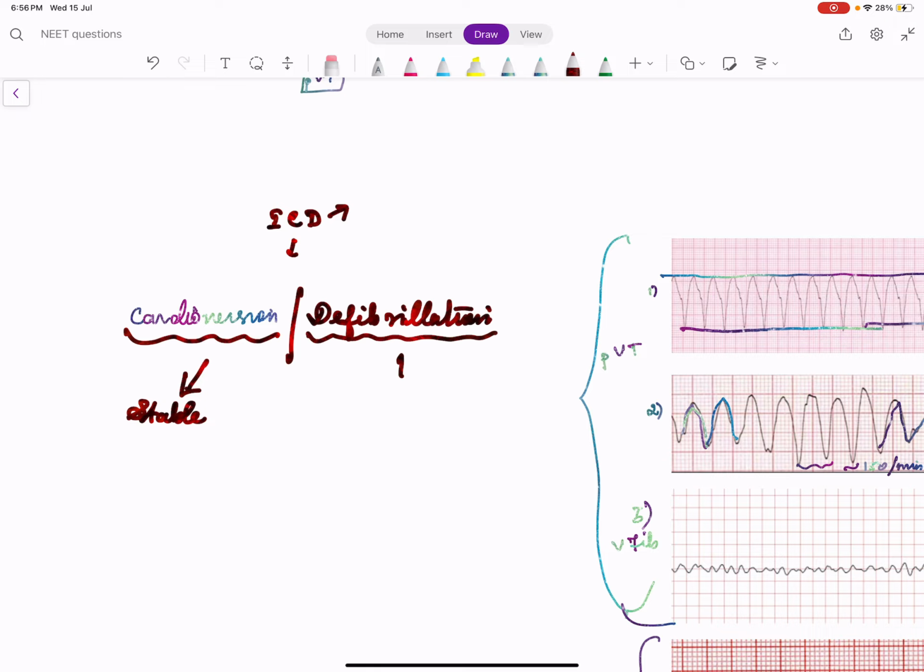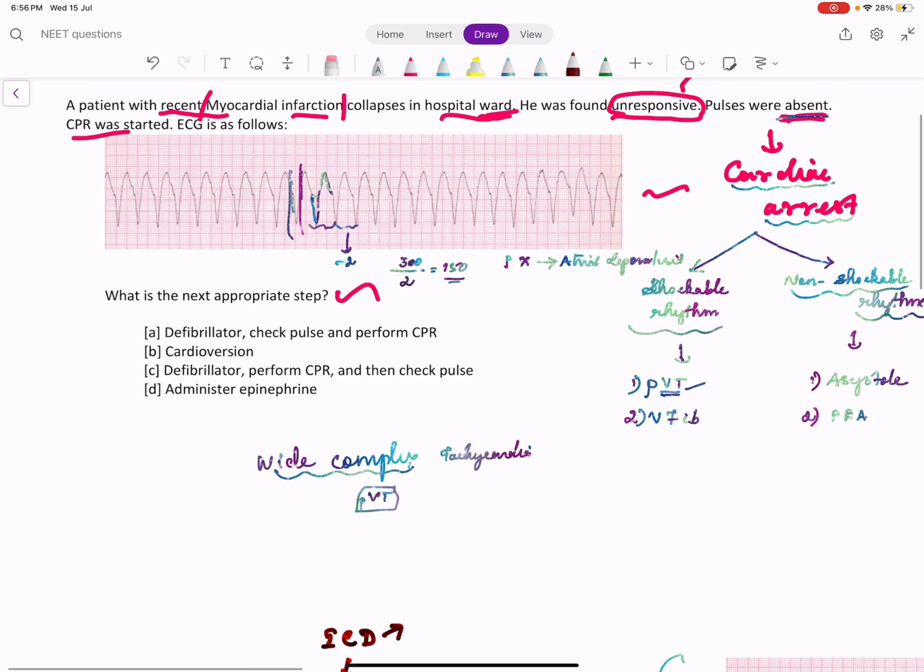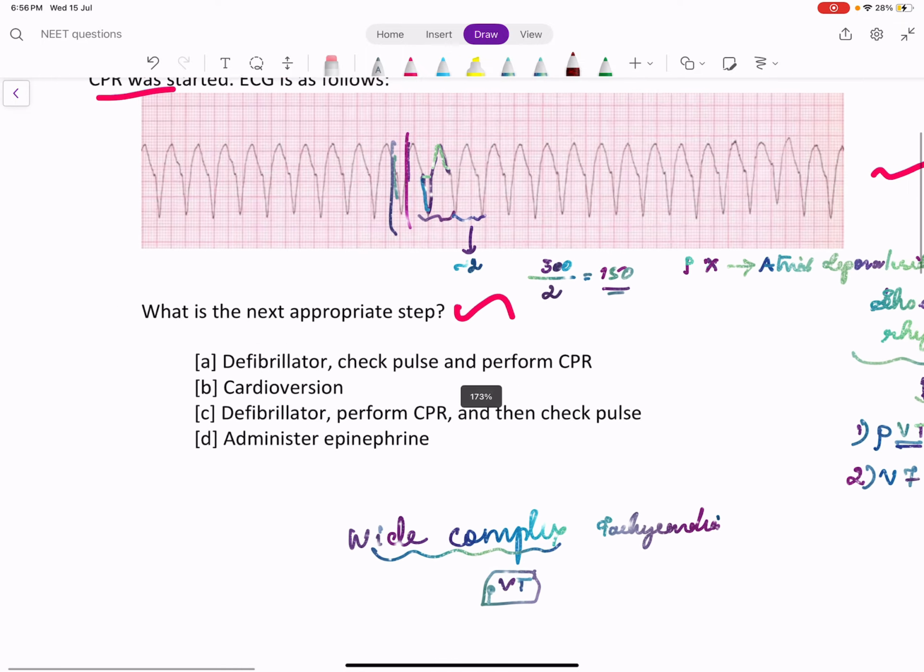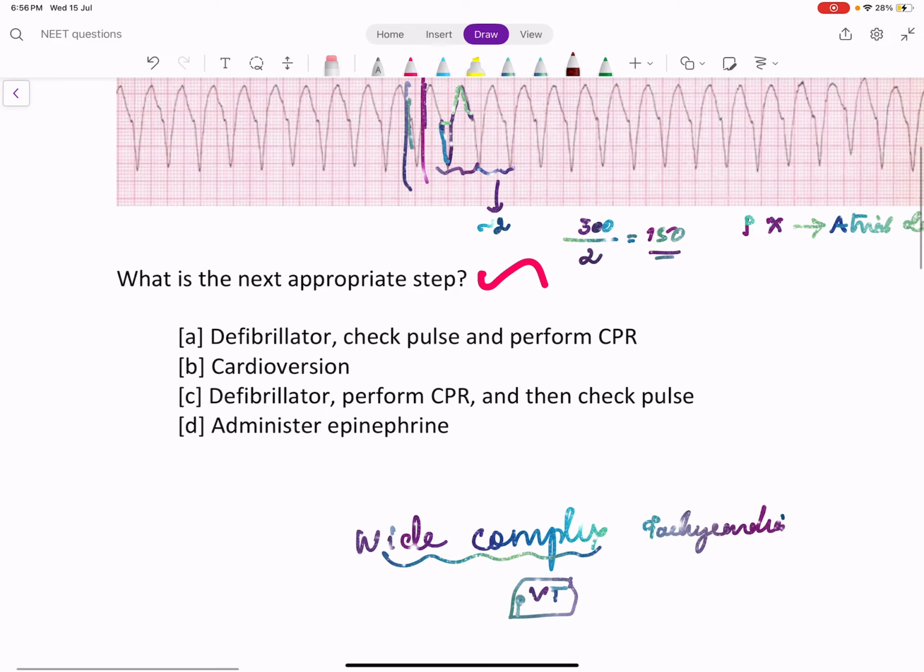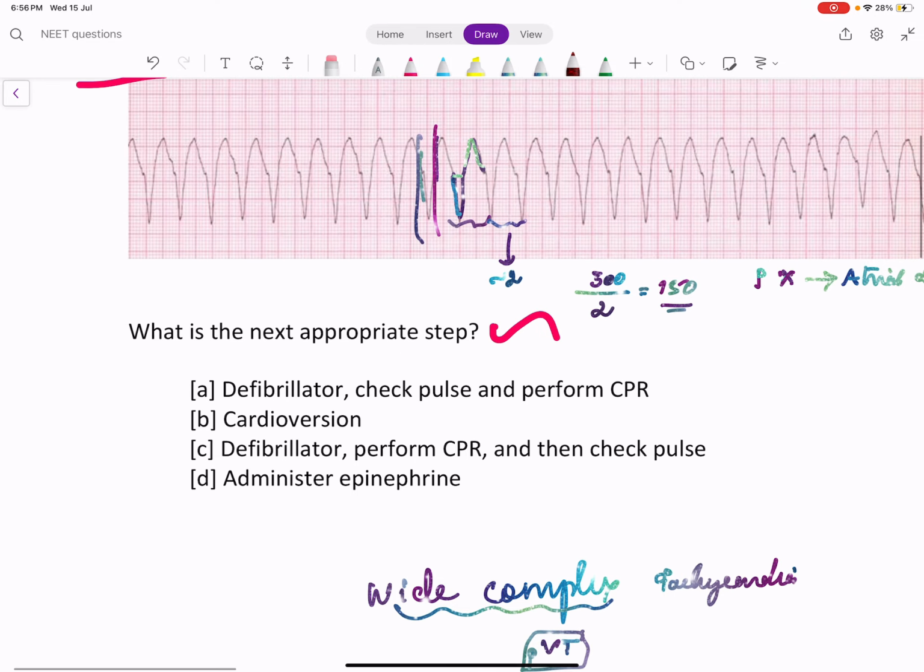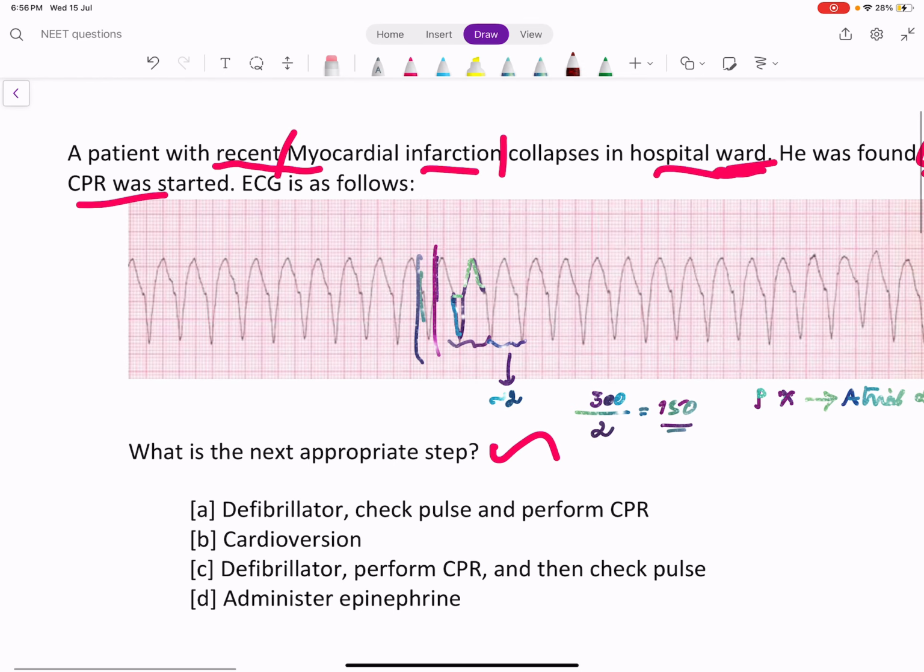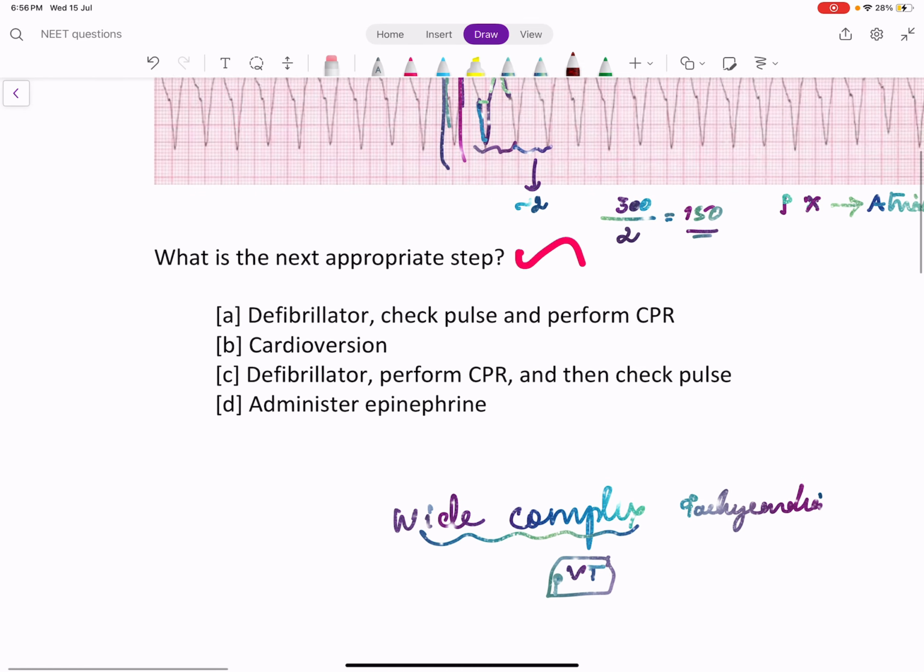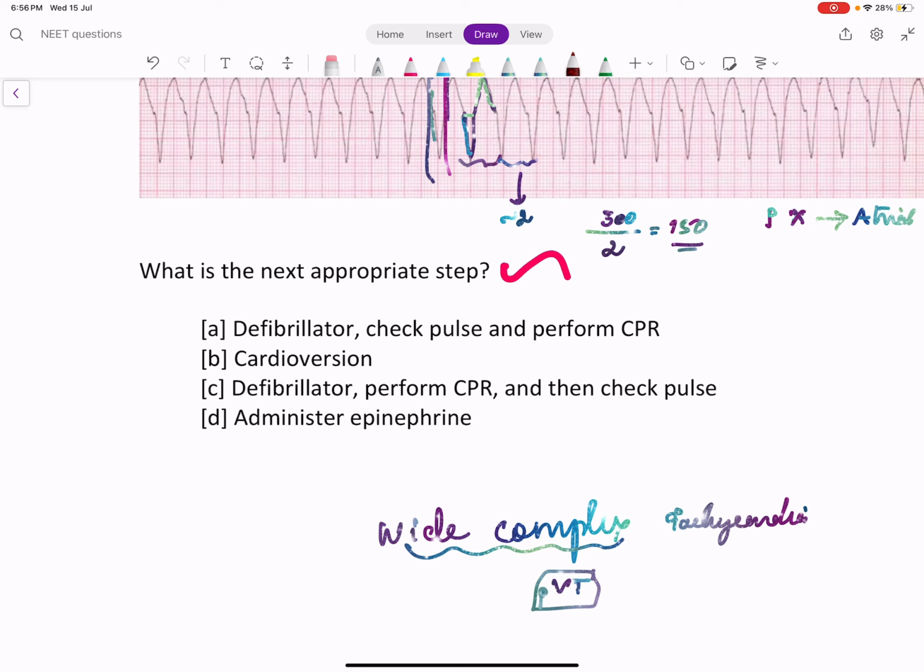When the same shock is delivered in an unconscious patient or a cardiac arrest patient or in a very sick patient, we use the term defibrillation. The shock, the joules delivered, is different. Okay. So we'll read the options here. So definitely it's a wide complex tachycardia. It's a pulseless monomorphic VT. What is the next appropriate step? Whether you will give defibrillator. Yeah, definitely, because it's shockable. The patient is in cardiac arrest, so defibrillation is the answer.